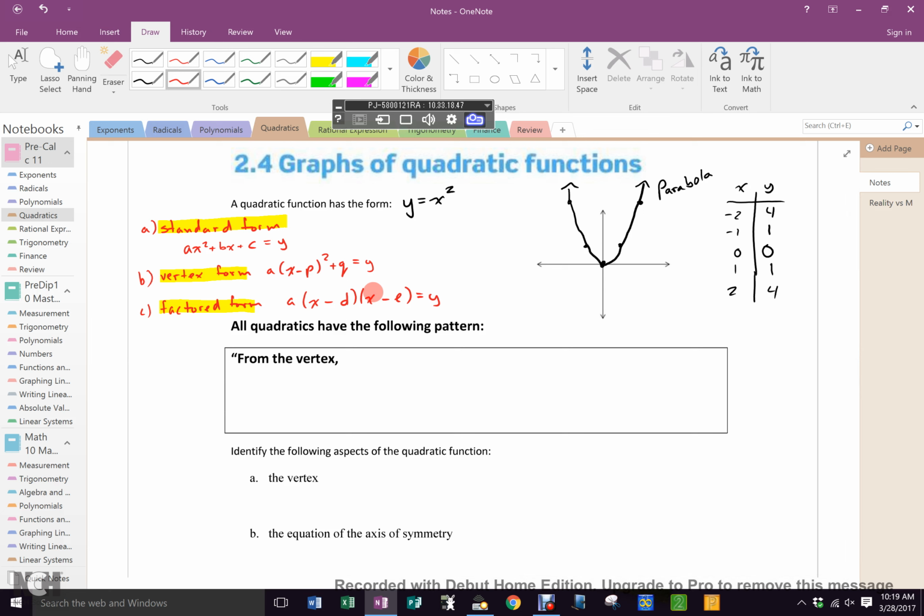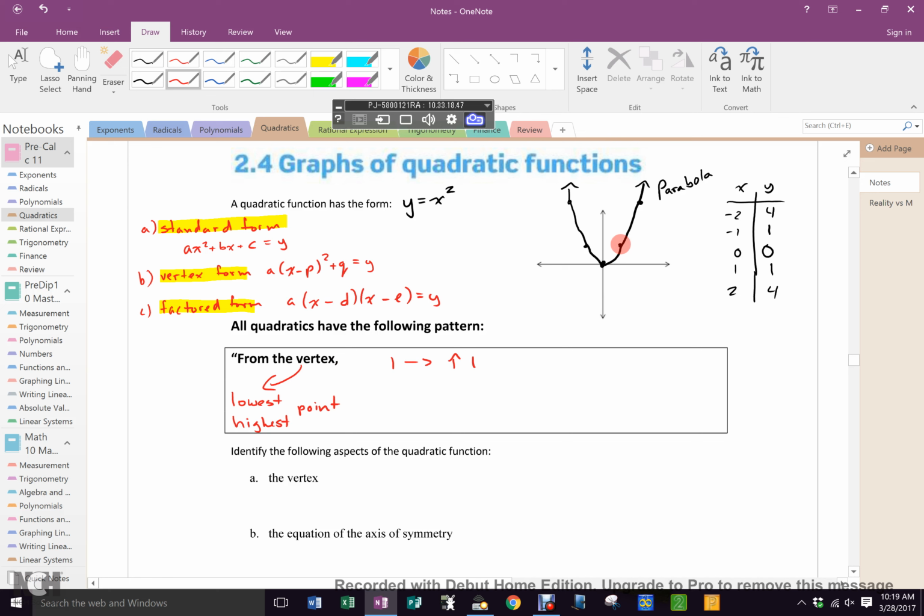Okay. Now, a parabola follows a pattern, just like a line. And the pattern is this. All quadratics follow the same pattern unless we alter it. And the pattern is this. From the vertex, which is the lowest or highest point, if we move 1 horizontally, we move up 1. Right? If I start at 0, I went over 1, up 1.